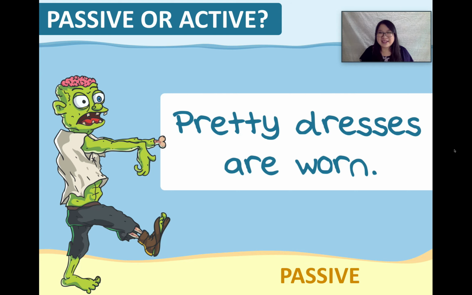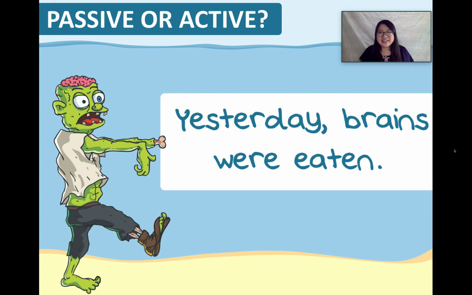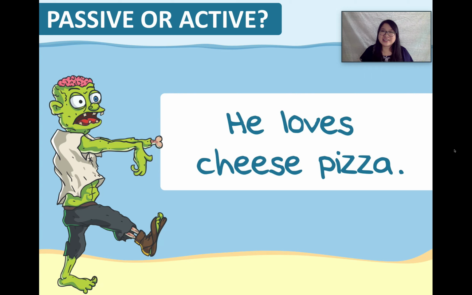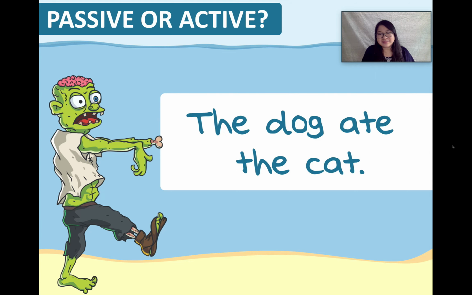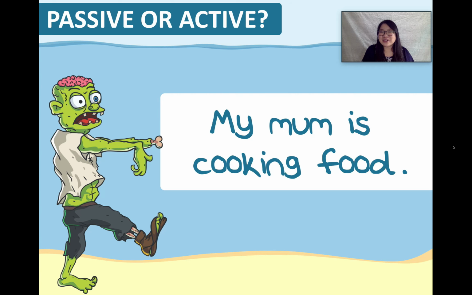Yes, it is a passive voice sentence. Yesterday, brains were eaten by zombies. Yes, passive. He loves cheese pizza by zombies. No, it is active. I draw a lot of pictures by zombies. It is active. The dog ate the cat by zombies. It is an active sentence. My mom is cooking food by zombies. No, it is an active sentence.